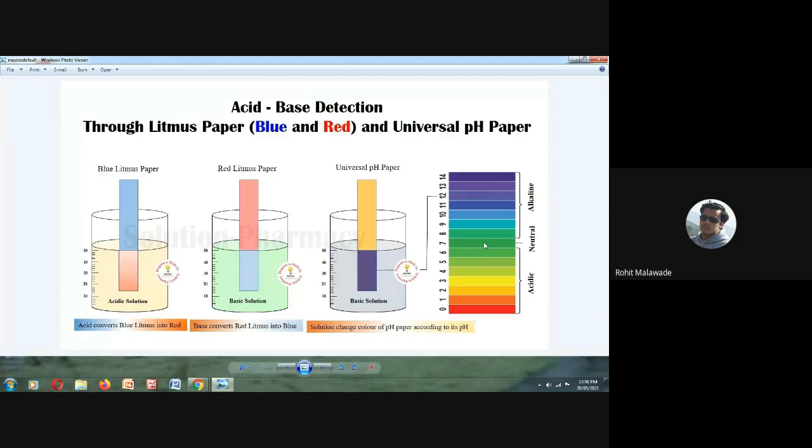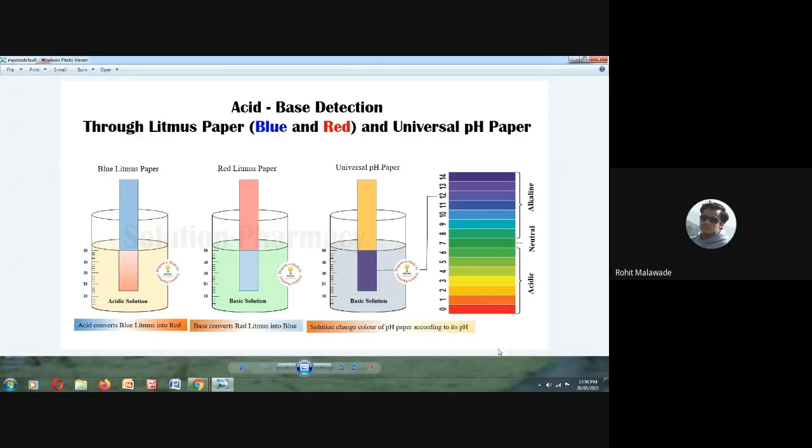Prajwal? Yes, sir. What makes the solution alkaline? Which concentration, if it is more, then it will become alkaline. Hardness is more. OH minus ion. Yes, OH minus ion. H plus ion, what will it make? Acidic. Very good. Okay, fine.